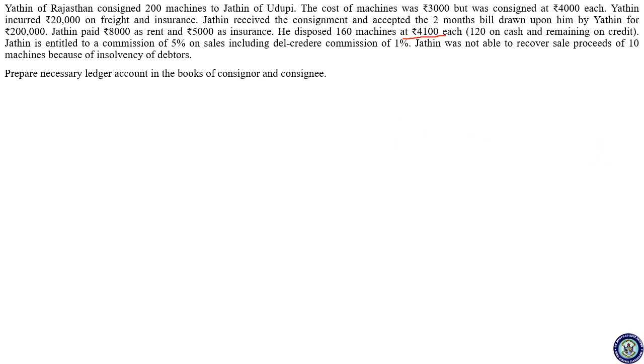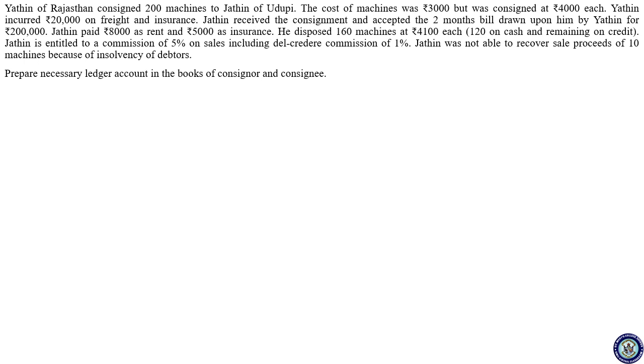So which are the ledger accounts you have to prepare in the books of the consignor? The first one is consignment, then consignee, abnormal loss, goods sent on consignment, right? But here there is no abnormal loss and there is no normal loss. So the abnormal loss ledger account, you are not supposed to prepare, because there is no abnormal loss. But the other three ledger accounts you have to prepare. And what about the consignee? Only two ledger accounts, that is consignor's account and commission account. Total 5 ledger accounts in this case.